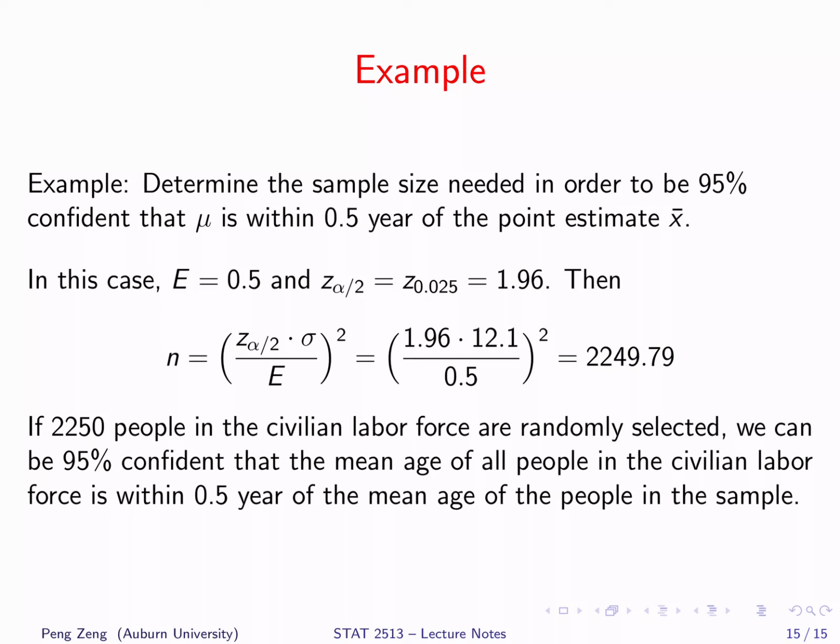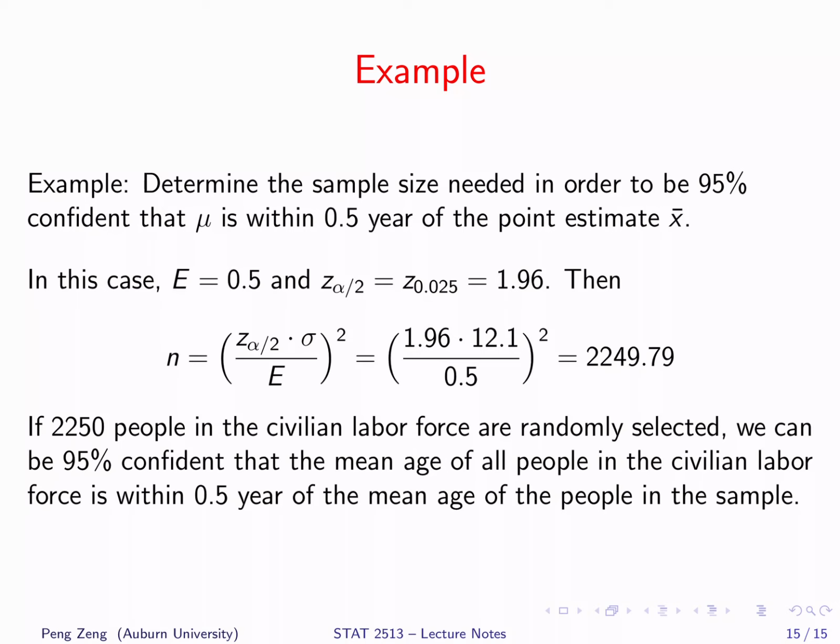Let's check one example. Determine the sample size needed in order to be 95% confident that mu is within 0.5 year of the point estimate x bar. In this problem, the confidence level is 95%, or alpha equals 0.05. The margin of error is E equals 0.5. We need to find the sample size. When alpha equals 0.05, z alpha over 2 equals z 0.025 equals 1.96.